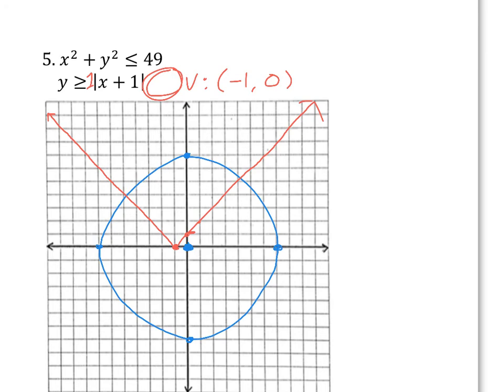Alright, so we want to be inside the circle, but also above the absolute value. So less than for a circle means inside. Greater than for absolute value means above. So I'm going to shade this part only.